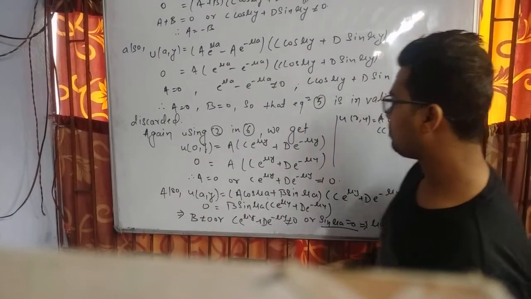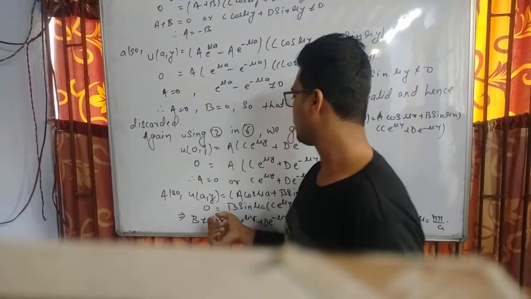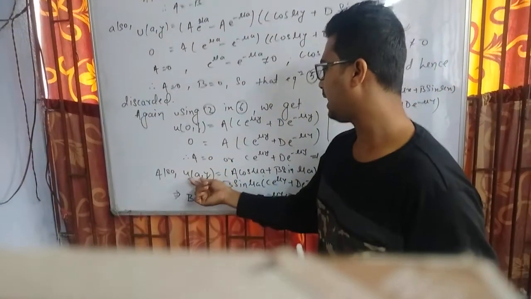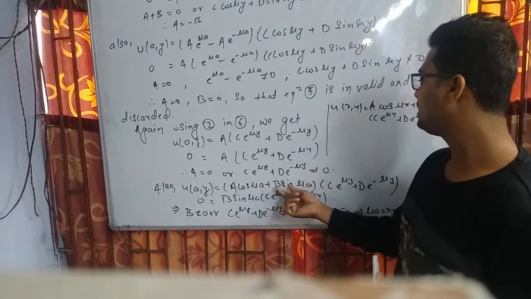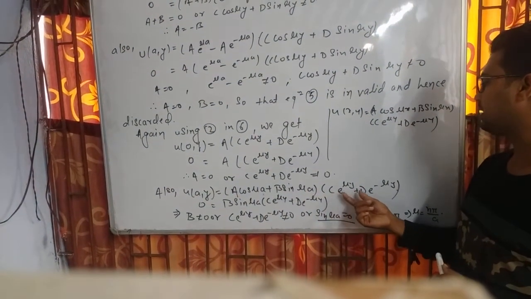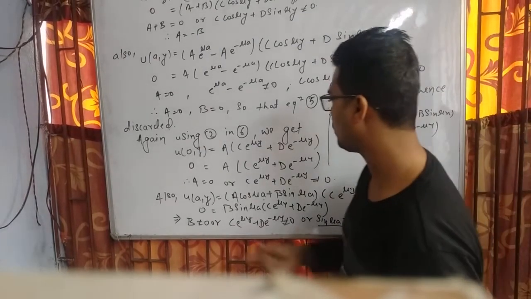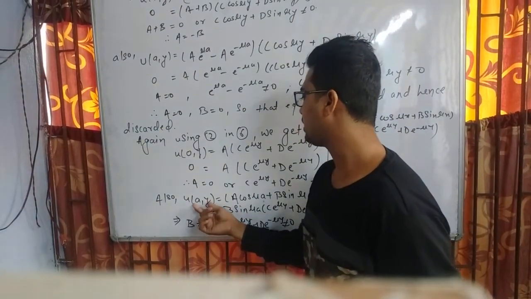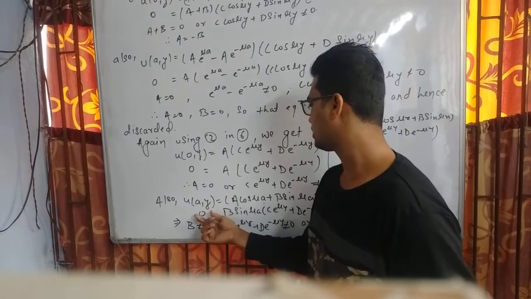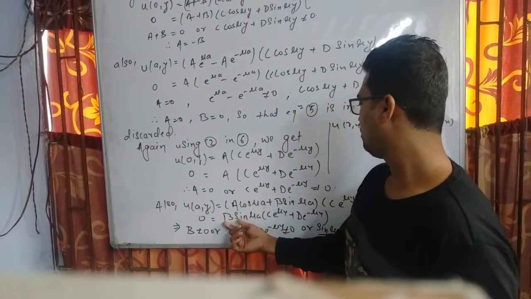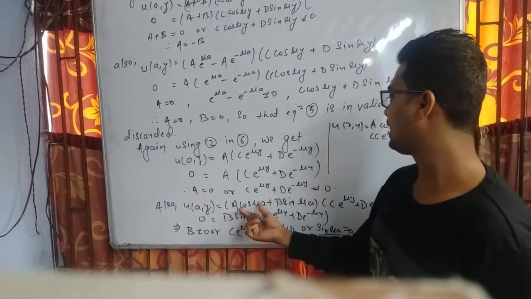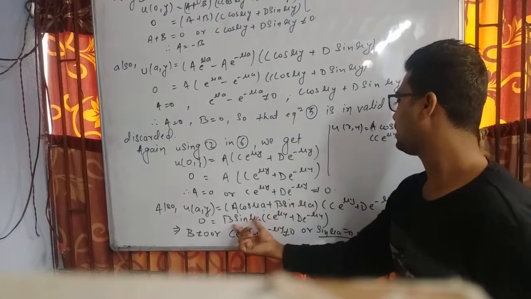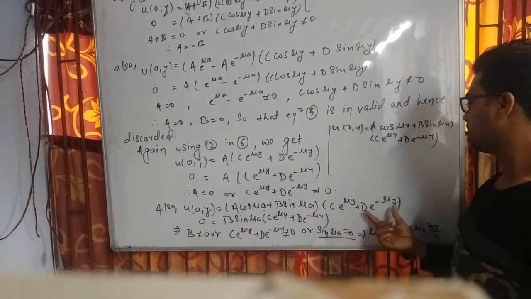Now we'll put the second boundary condition, which was u(a,y) equal to 0, and we'll place a in place of x. So u(a,y) becomes (a cos μa plus b sin μa) into (c e to the power μy plus d e to the power minus μy), and we find the value of u(a,y) from the boundary condition. It was 0, and this becomes b sin μa because the value of a we had obtained as 0. So this simply becomes b sin μa into (c e to the power μy plus d e to the power minus μy).